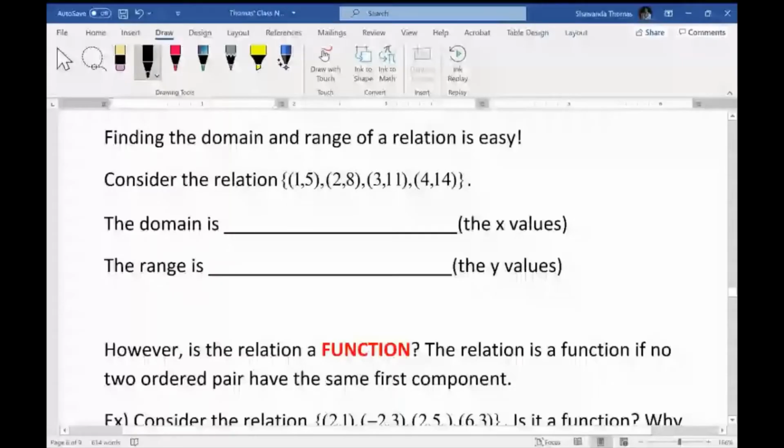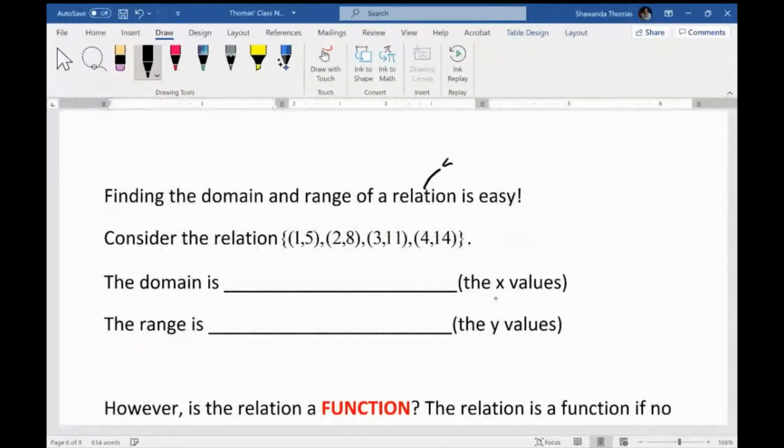All right, let's get to the easy domain and range. That's when you find the domain and range of a relation. A relation is just a set of points. Y'all remember coordinate points. Consider the relation (1, 5), (2, 8), (3, 11), and (4, 14).